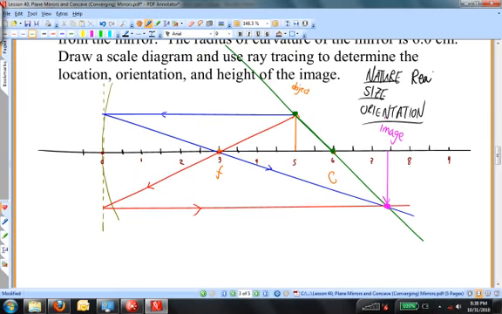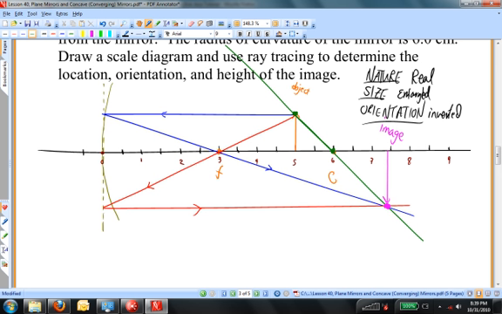The nature of this image is real because the rays converge together. The size of this image is enlarged or magnified because it is taller than the object is. And the orientation of this image is inverted because it is pointing in the opposite direction as the object arrow.